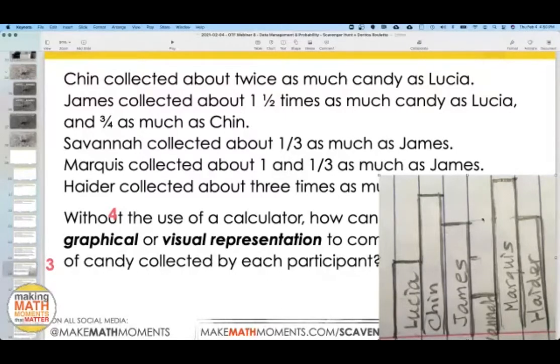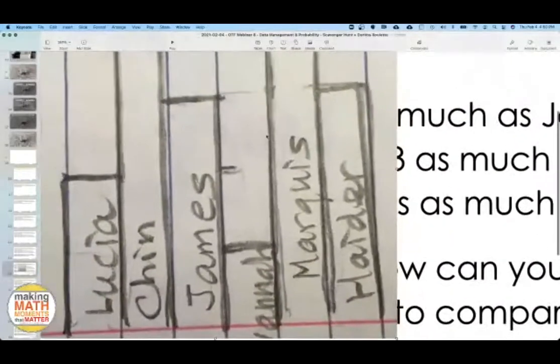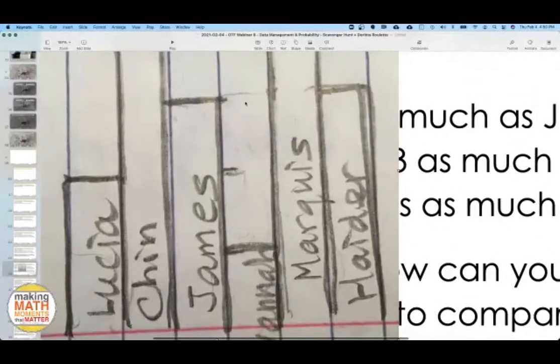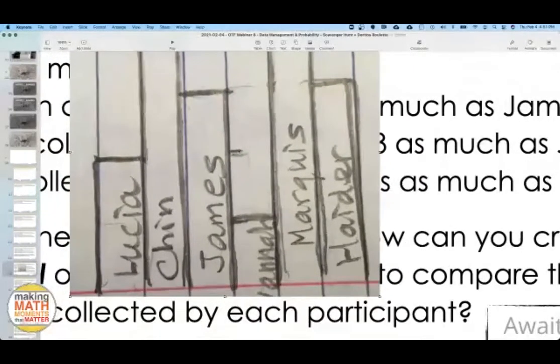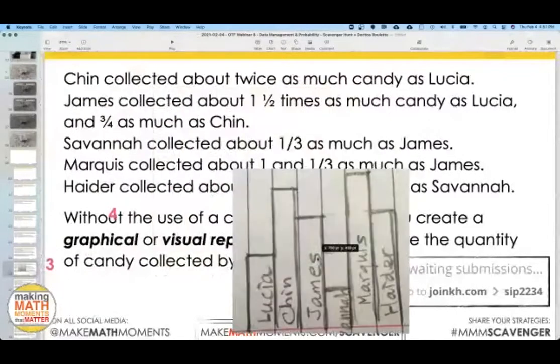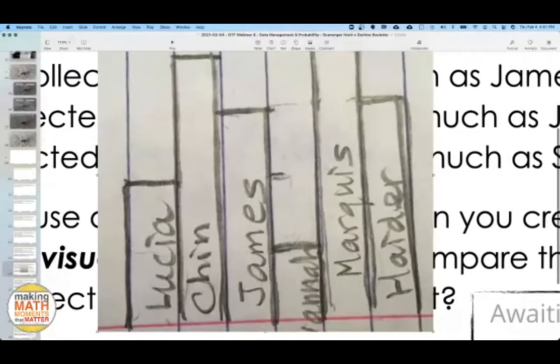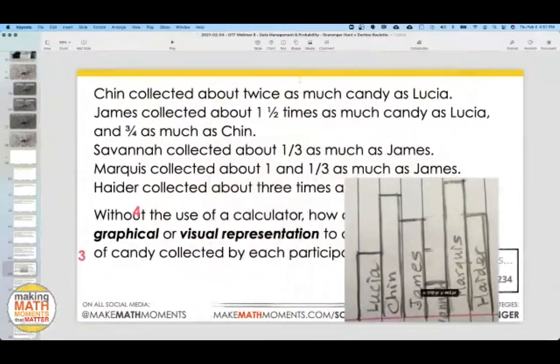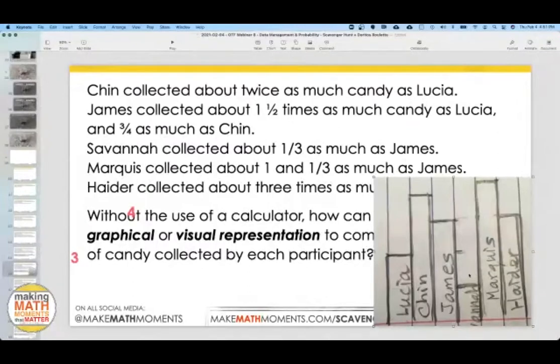And actually, I'm most curious about this. I don't know if anybody noticed this, but look at this. When we talk about Savannah, I believe Savannah had collected about 1/3 of James, you can almost see this partitioning of James's bar into thirds. So to me, this is exactly what I would expect many students to do, and this is exactly what we're hoping for.